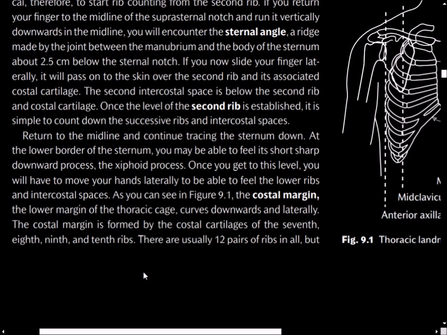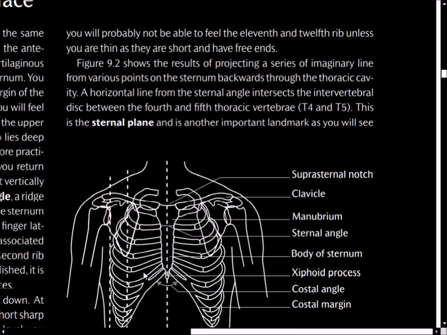As you can see, in the costal margin, the lower margin of the thoracic cage curves down, and laterally, the costal margin is formed by the costal cartilage of the 7th, 8th, 9th, and 10th ribs. There are usually 12 pairs of ribs in all, but you will not be able to feel the 11th and 12th rib unless you are thin, as they are short and have free ends.